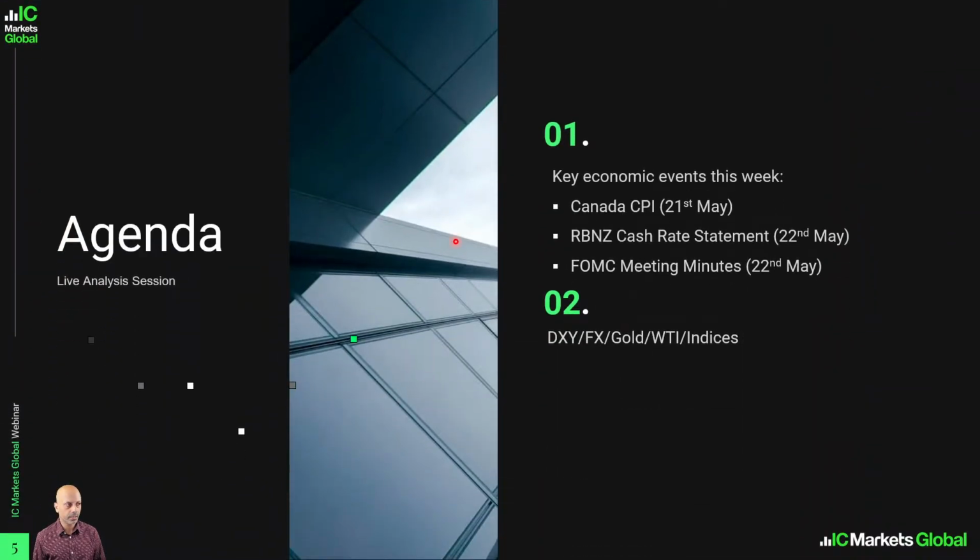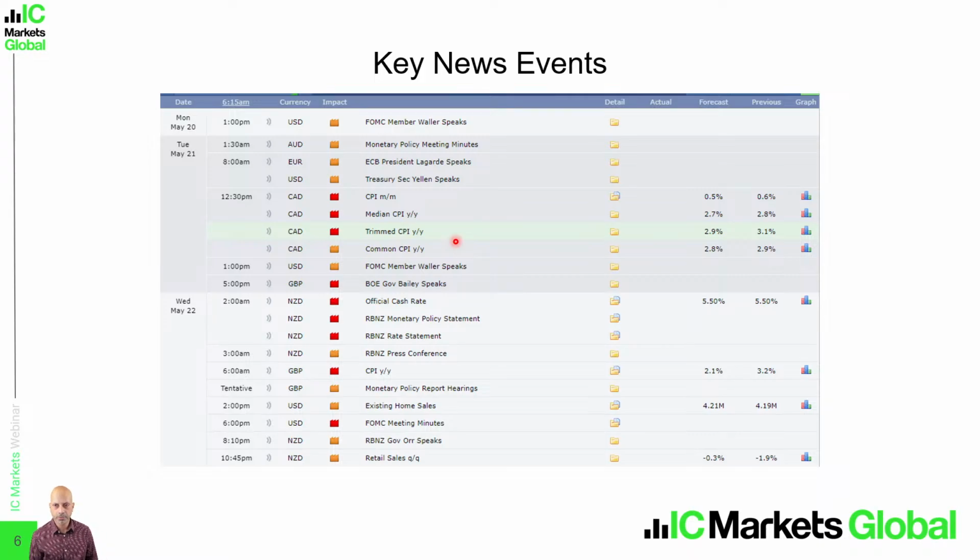Before we start today's live analysis session, I will take a quick look at some of the key economic events that are up this week. We've got inflation data out of Canada tomorrow, 21st of May, followed by the RBNZ cash rate statement on Wednesday, as well as the minutes of the FOMC meeting that took place earlier this month. After that, we'll dive into the chart on TradingView and see what the current support and resistance levels are for today. Here's the calendar from Forex Factory.